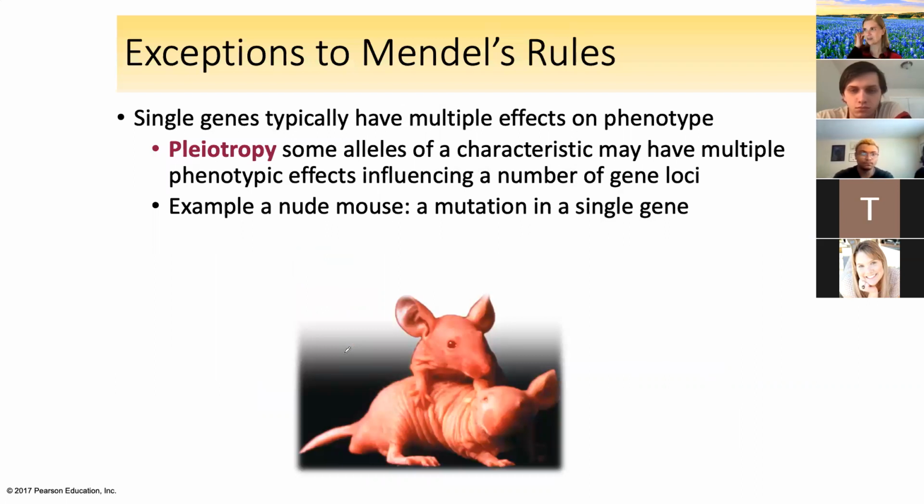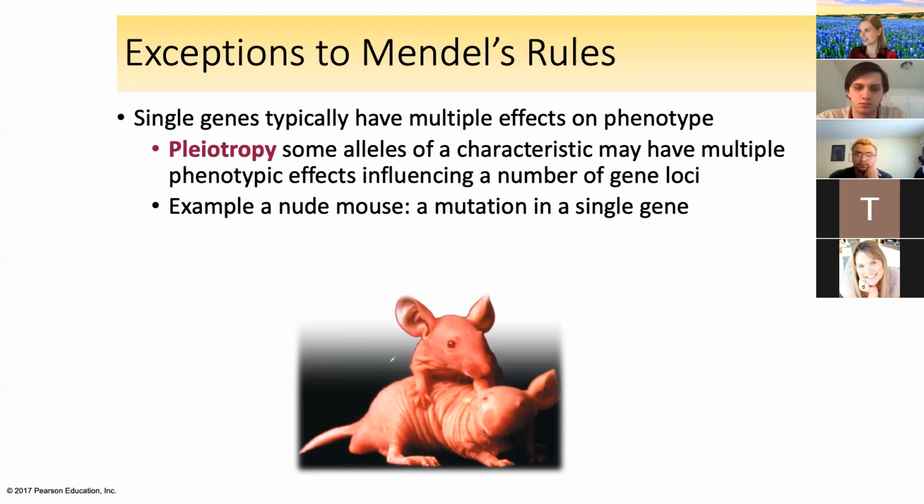The next example is something known as pleiotropy. So this is a really funny term, but this is where a single gene has an impact on several phenotypes. So this is something we haven't looked at at all. So this is getting into complex genetics here, but it's kind of fun.